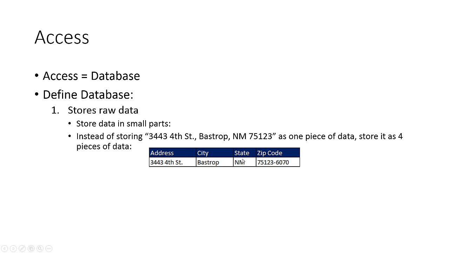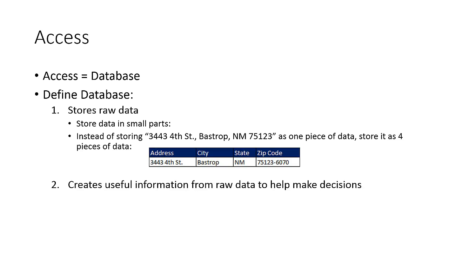If I don't have the state separated into its own individual cell, it's really hard to ask the database, show me all the information from New Mexico or from Washington. Same with zip codes. You might want to sort or filter by a certain zip code. So you always got to store raw data in its smallest pieces. Notice over in Excel, we've already talked about what these at the top are. These are field names. Databases will also have field names.